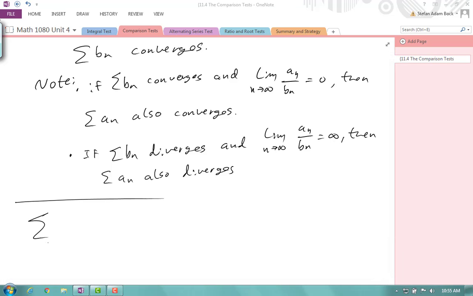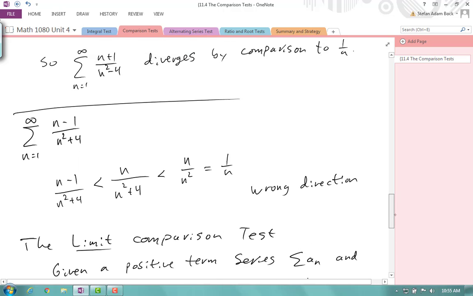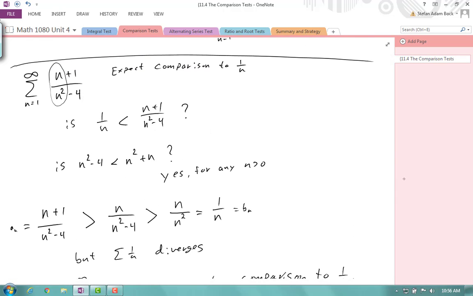So why don't we do this to the sum from n equals 1 to infinity, I think I made a small error earlier, of n minus 1 over n squared plus 4. Let's check on the earlier series. Yeah, right here. I should have started this at n equal to 3, because if n is equal to 2, I'm dividing by 0.